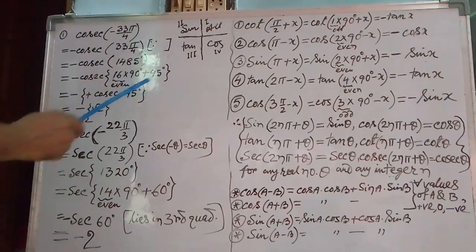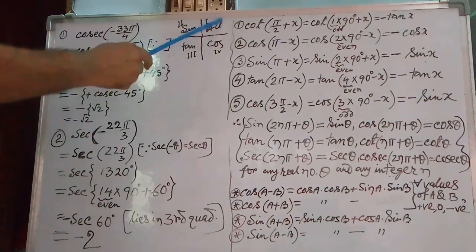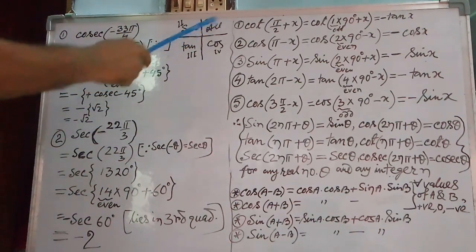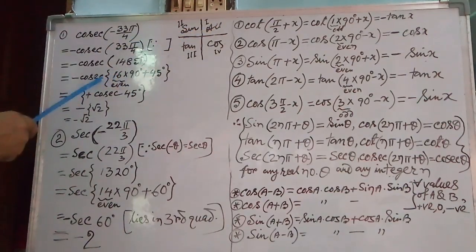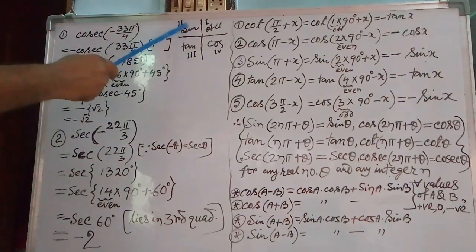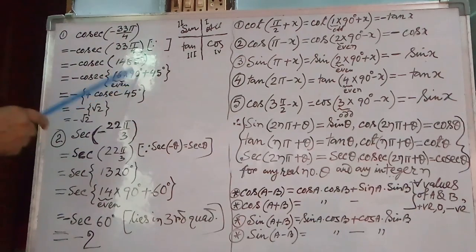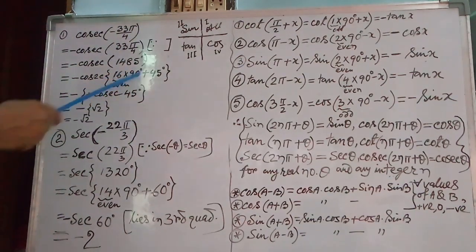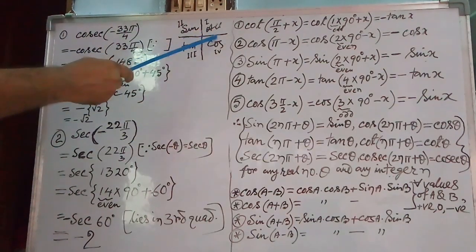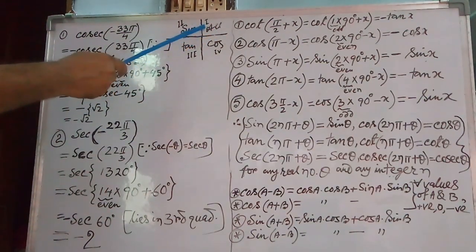So cosec of 16 into 90 plus 45 lies in the first quadrant, and we know all the trigonometric functions are positive in the first quadrant. So this cosec of 16 into 90 plus 45 will be plus cosec 45. If it lies in the second quadrant, suppose it is 17 into 90 plus 45, then what would we see? 17 into 90 means here 16 is completed, then 17 into 90 plus 45 would lie somewhere here.